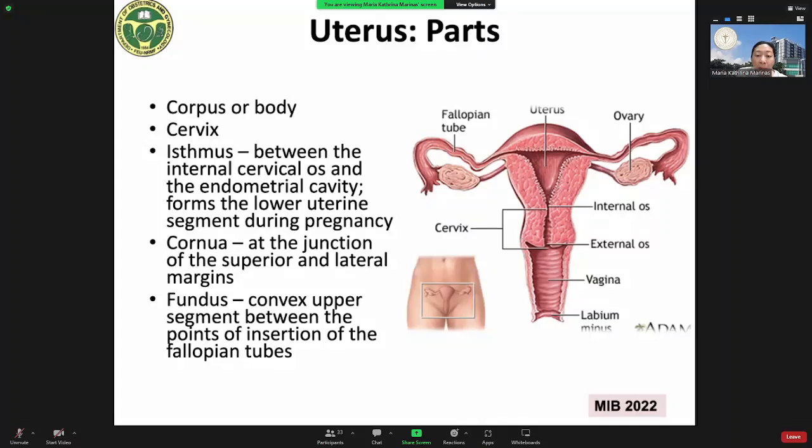It is also a pear-shaped organ, and the upper larger portion is the body or the corpus, and the lower smaller cervix projects into the vagina. And we call it the isthmus, which is the union of the lower portion of the cervix and the lower portion of the uterus. And this isthmus or lower uterine segment is very important during pregnancy.